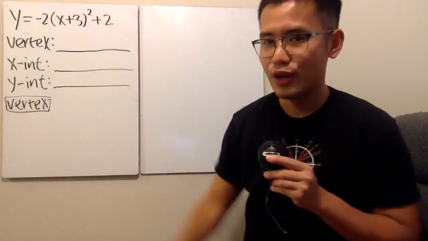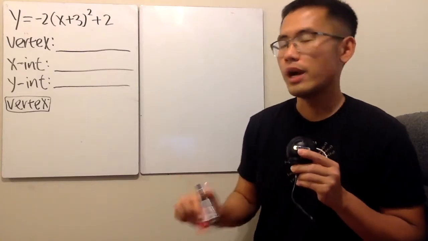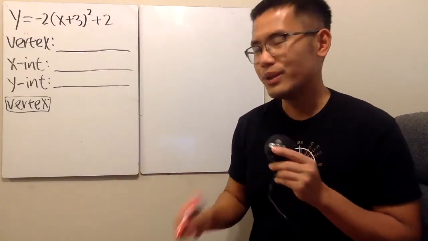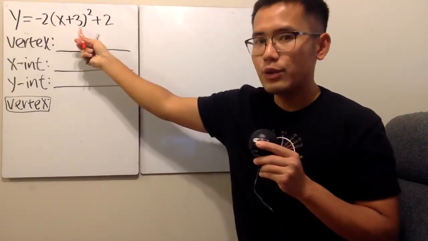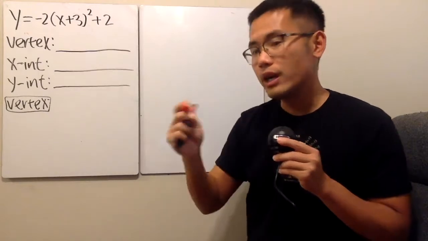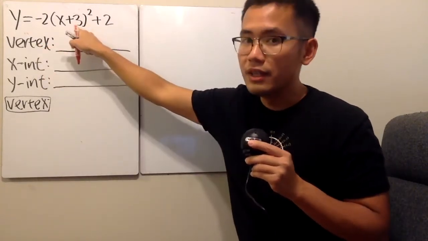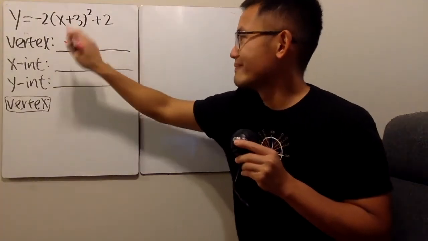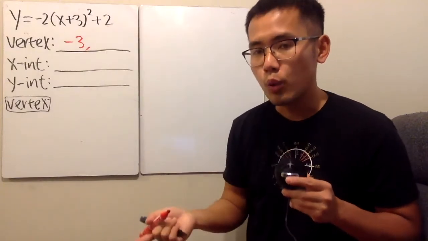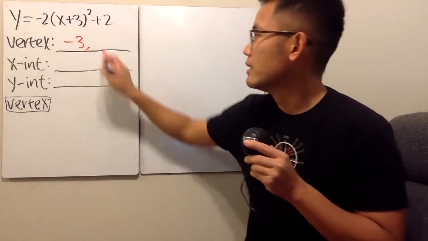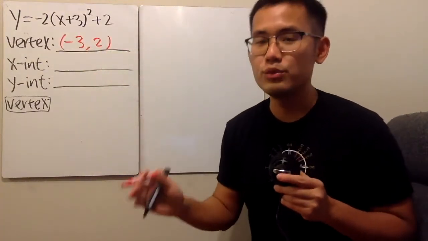Because this right here is in the vertex form already, you can actually tell what the vertex is right away. This is how we can do it. Look here, you have x plus 3 inside and then squared, right? So this tells us that the x value of the vertex is the opposite of this, which is -3, right? And then this 2 on the outside tells you the y-coordinate of the vertex, which right here is just 2. And here you have it, the vertex is just (-3, 2).